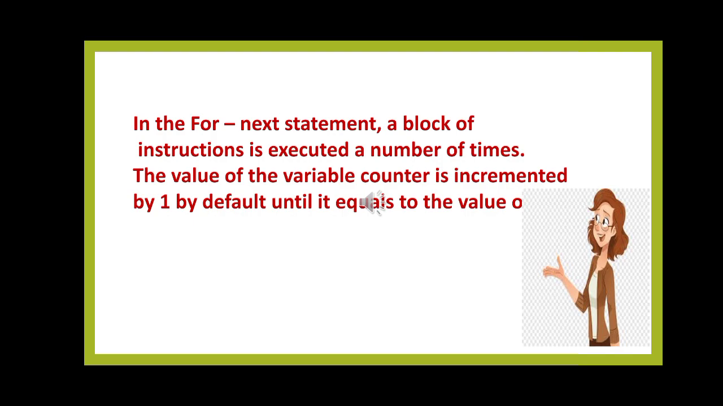In the for next statement, a block of instructions is executed a number of times. The value of the counter variable is incremented by default until it equals the end value. Now, in the for next statement, unless and until we use the step value, the default increment is always equal to 1.